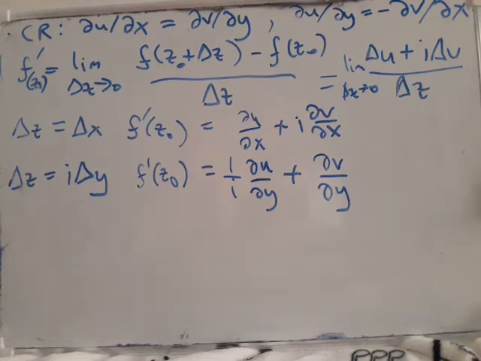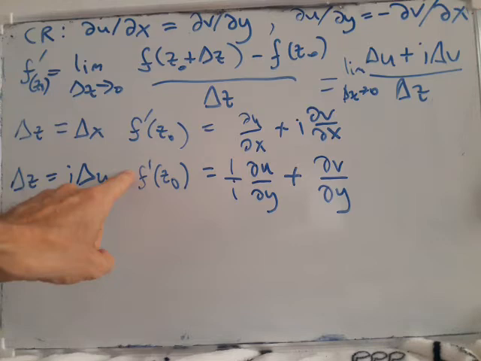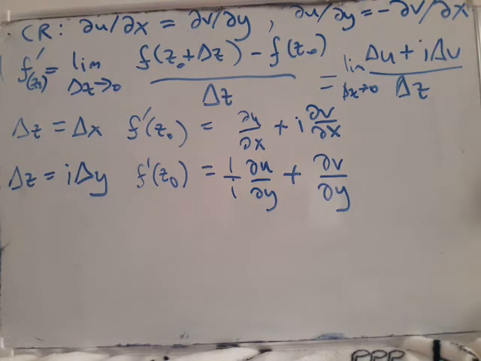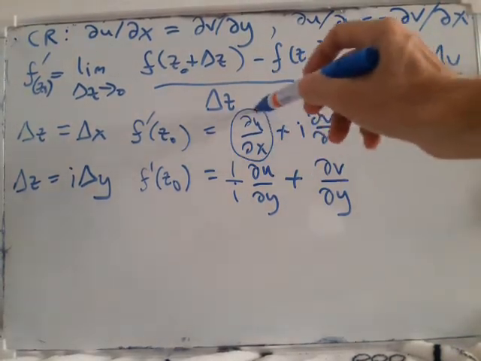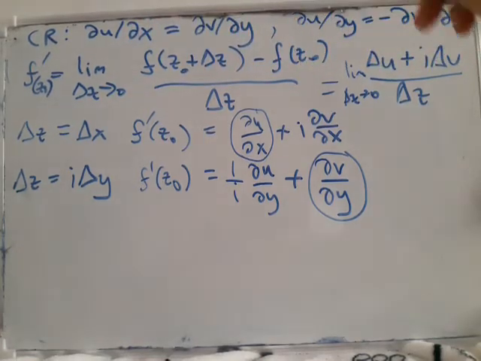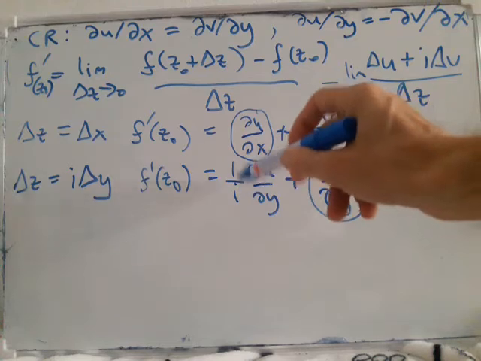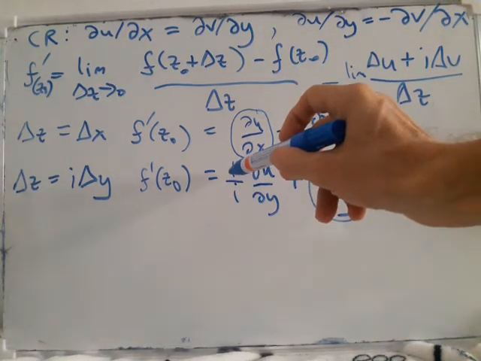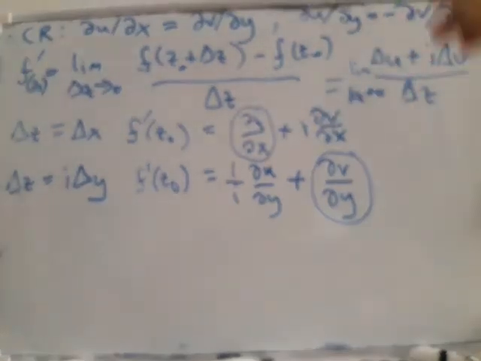Now, if the function is analytic, these two things have to be equal. The derivative is independent of how we choose our delta z. So if they're equal, then the real parts are equal. So we can see that that implies that this equals this, which is this condition here, and that this is equal to this. Well, we can multiply top and bottom by i, and we'll get minus i here and i here. So that's where the minus sign comes from.